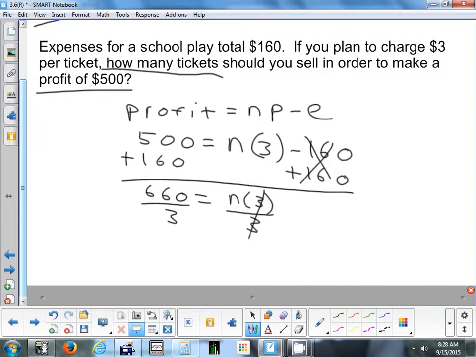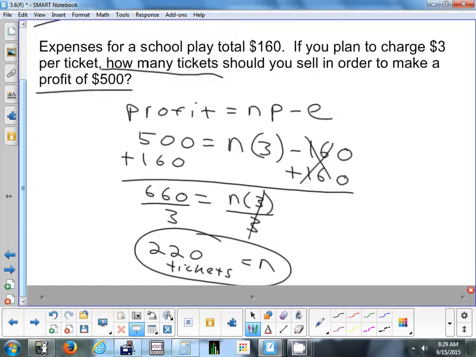Okay, and 660 divided by 3. Anybody do that? It'll come out nice. Logan? 220. Good. 220 tickets. Anytime we're doing a word problem, make sure we put the right label. In this case, it's either tickets or money. All right.